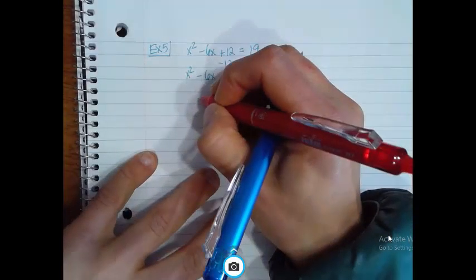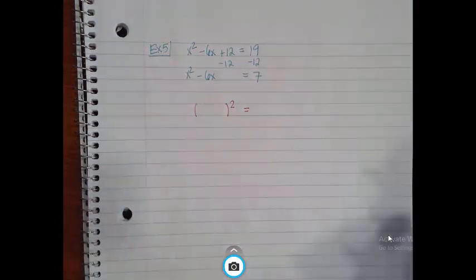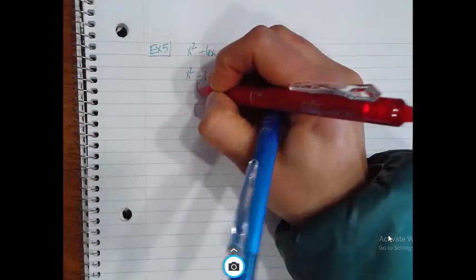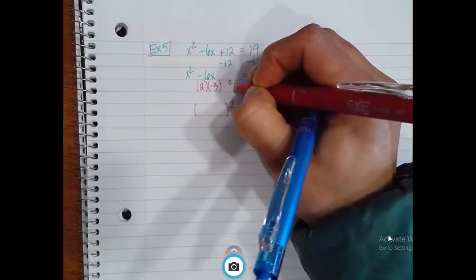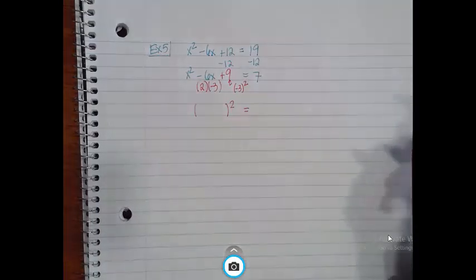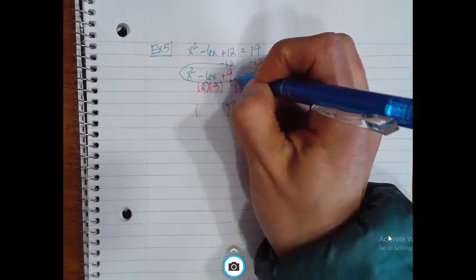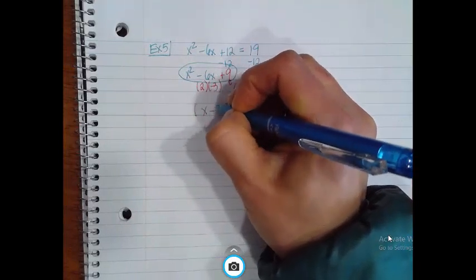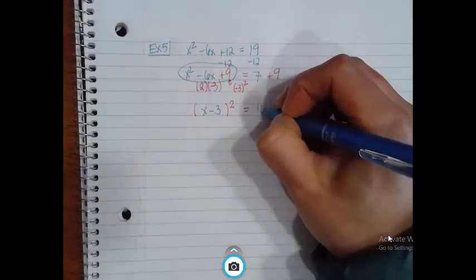What do I need now to make this side a perfect square trinomial? Remember, I want it to be something squared equals something over here. I know that this negative 6 has to be 2 times negative 3. So this term here must be negative 3 squared, which of course is 9. If I add 9 to this side, I must add 9 to this side so that my equation is still true and balanced. This now is the same as x minus 3 squared. And over here, 7 plus 9 is 16.